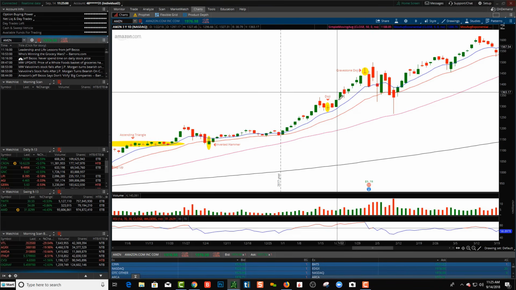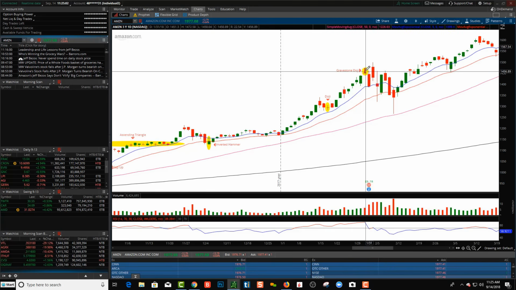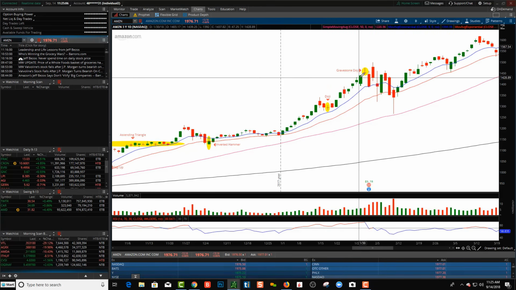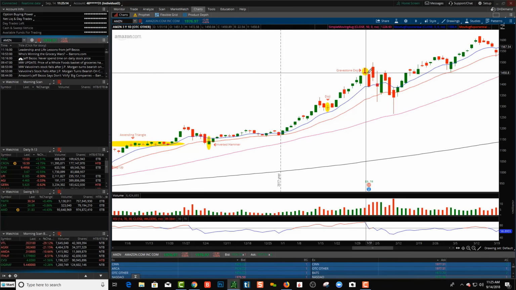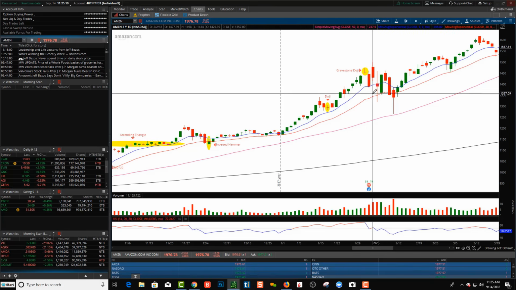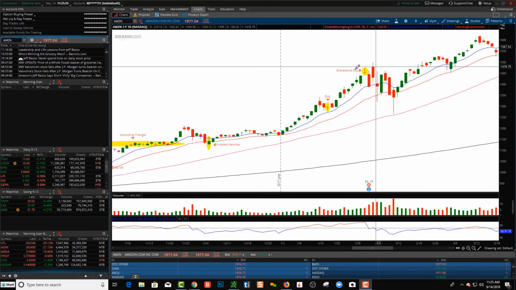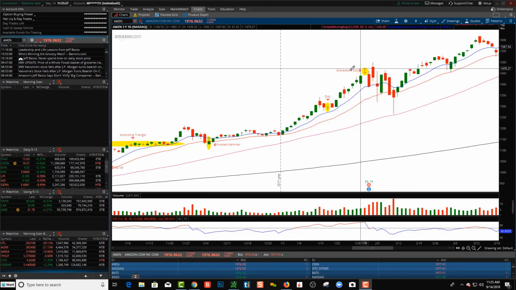But then there's gravestone dojis, where you'll see, if you look right up here, a gravestone doji. When a stock is overextended, be careful, because you'll see something like this. It's a longer wick up top and a shorter, smaller real body. This is saying be careful of a possible reversal, and you'll see, boom, price falls. So this is an example of a gravestone doji, right?